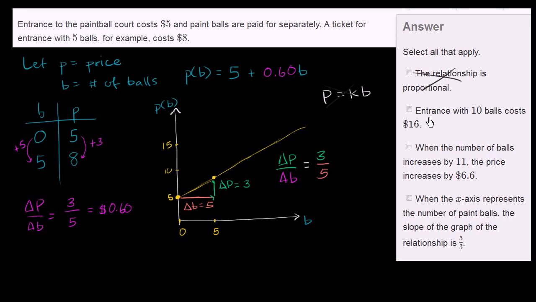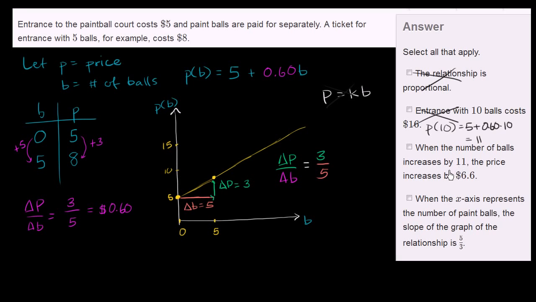Next statement: entrance with 10 balls costs $16. Well, we can test that out. When B equals 10, the price for 10 balls is going to be equal to 5 plus 0.60 times 10. Well, this is 5 plus 6, which is equal to 11, not 16. So this isn't right either.